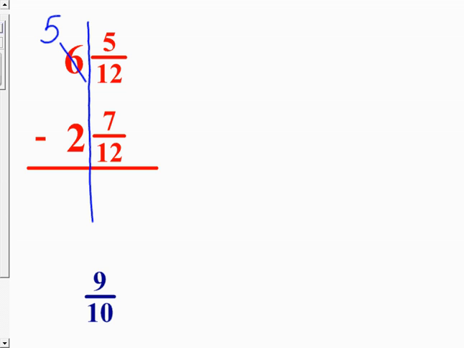This borrowing process is where a lot of people get messed up because they want to make this 5 into a 15. They want to do this. That's wrong, because what you're borrowing is actually one whole. So now we borrow and we have 1 and 5/12.